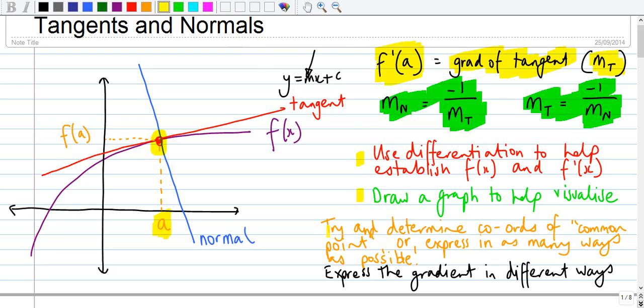You should try and determine the coordinates of the common point. Definitely try and work out what are the coordinates of this point, or if you can't, express them in as many ways as possible. If you sub x equals a into the purple line, or the red line, or the blue line, you're going to get the same y value, and that could come in useful as well. And express the gradient in different ways. Again, using differentiation, but also using things like rise over run if you have some other information. So we're going to look at 4 different examples of tangents and normals, which cover a range of strategies that you could use.